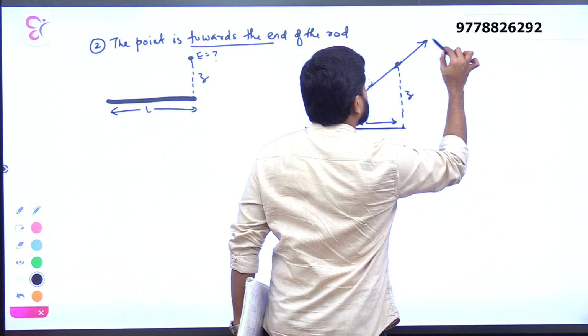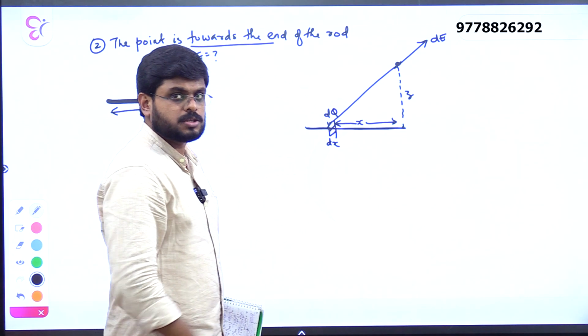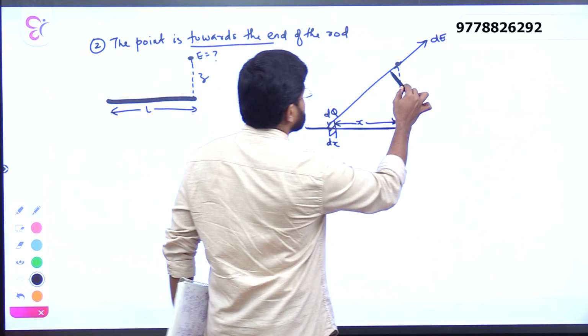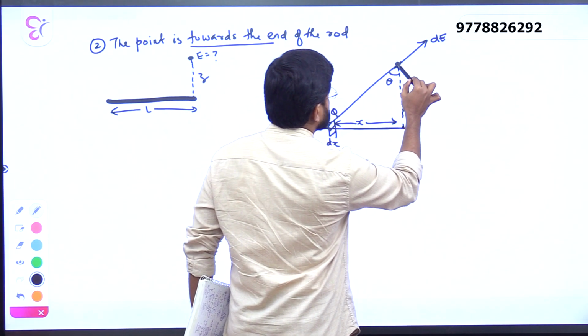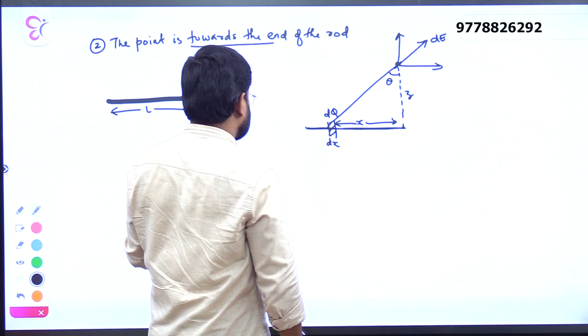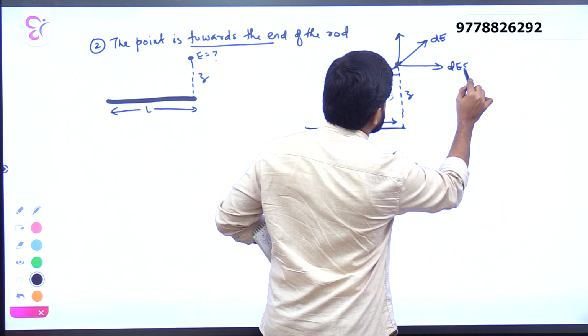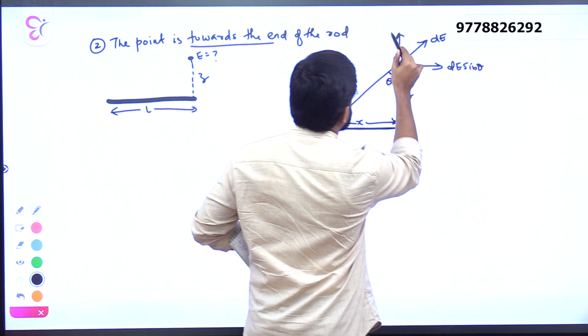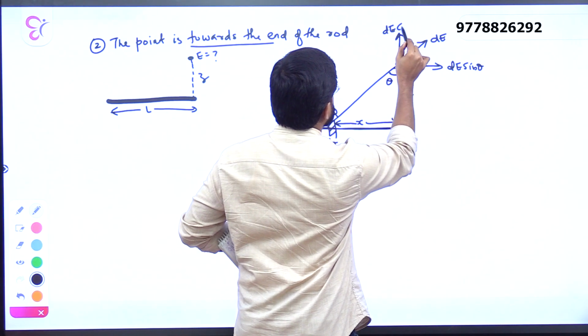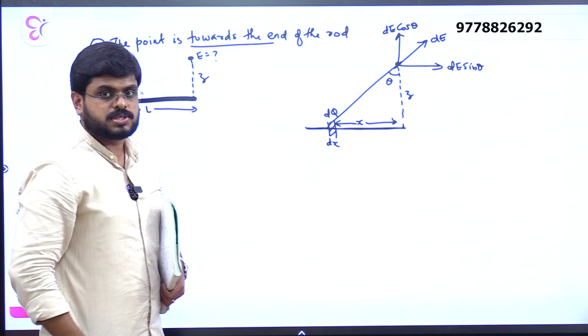So it will be repelled. This is the electric field. Okay, so that small electric field, since this is theta, you can resolve this into two components. So this is a dE sine theta, and this is a dE cos theta. dE sine theta and dE cos theta.